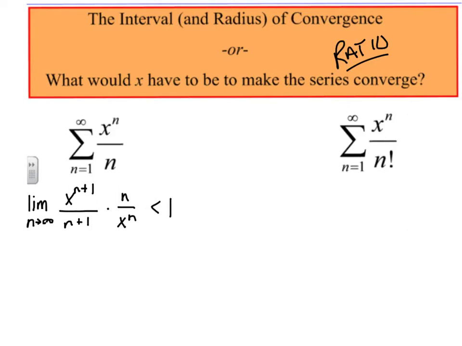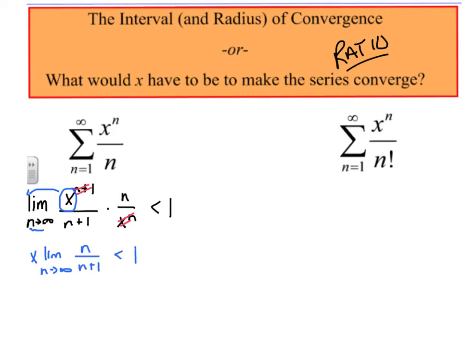So we do a little algebra here. x to the n plus 1 divided by x to the n is just x on top. Now, you'll notice that the limit statement is in terms of n. We treat x basically as a constant, so I'm going to pull it out front. So I have x multiplied by the limit as n approaches infinity of n over n plus 1, because that was all that was left.